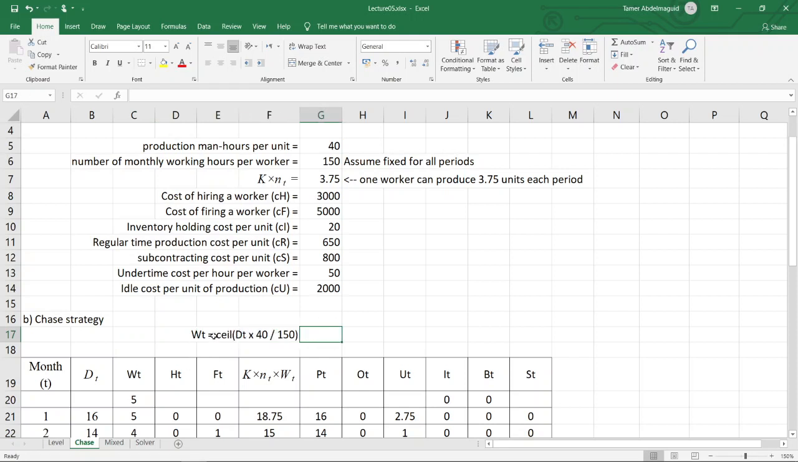It's simply, I take the ceil function. The ceil is actually the nearest higher integer value for the multiplication of d sub t, which is the demand in a given period t, times 40. 40 is the production man hours per unit, and then divide that by 150. 150 here is the number of monthly working hours per worker, which is basically simply multiplying 3.75 times d sub t. So this is how I calculate the w sub t.